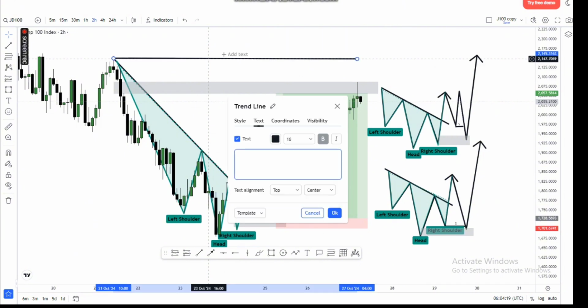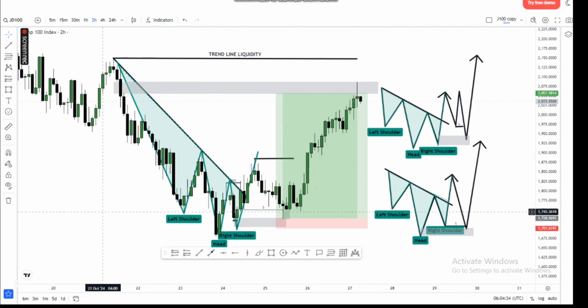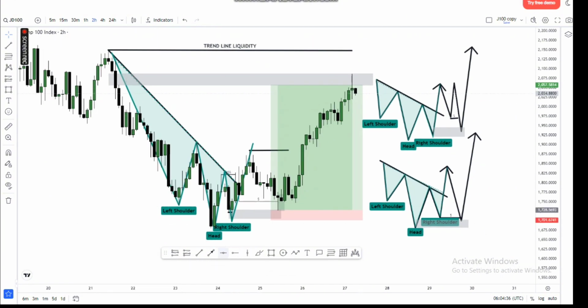So this now you can just call this trend line liquidity. Okay, so these are trend line liquidity, as you can see. I was going to draw these out.